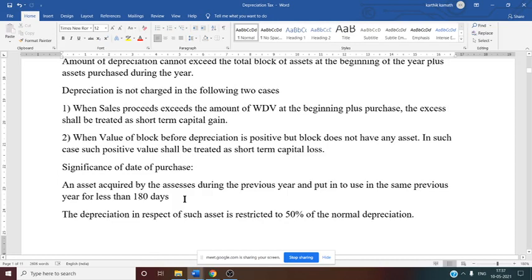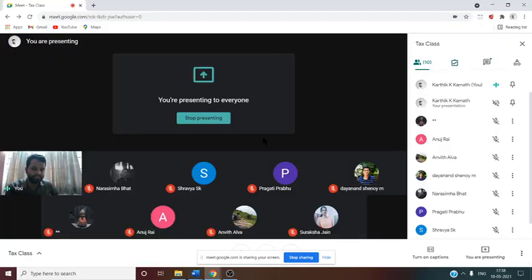Suppose now asset is purchased in the month of December. In that case, how are you going to charge depreciation? Can you tell me? December you have purchased the asset. December 1, let us take the example, December 1, 2020, you have purchased one asset. In that case, first you are going to calculate a normal depreciation. Normal depreciation means 100% depreciation.